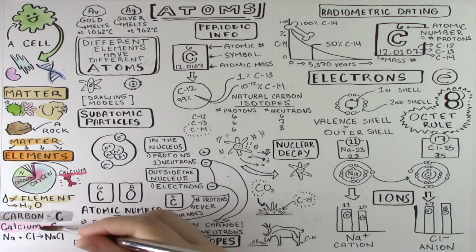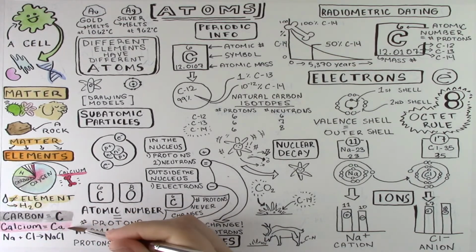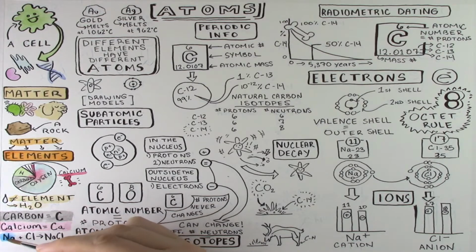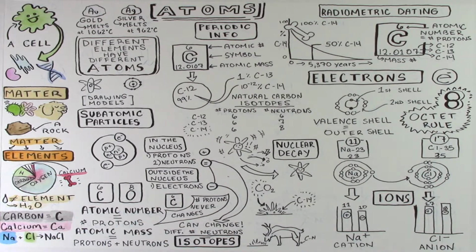When chemical reactions are written, we normally don't write out the whole element, but we use these shorthand symbols, as I've done here, to show the bonding of sodium, which is symbolized by Na, and chlorine, which is symbolized by Cl, to form salt or sodium chloride, which is written out as NaCl, the combination of those two elements to form a compound.